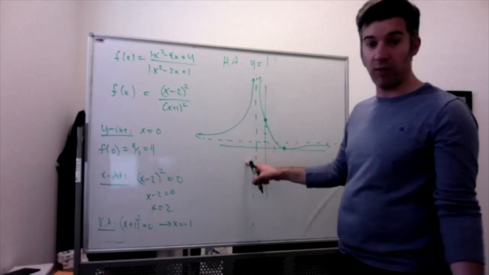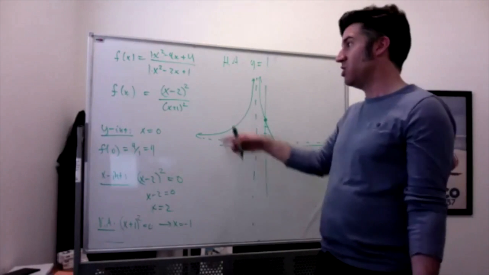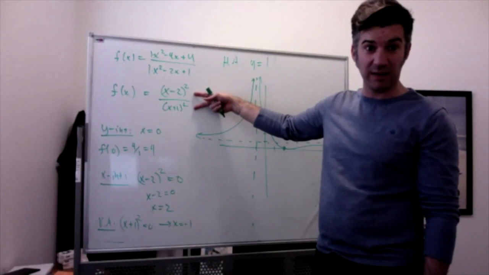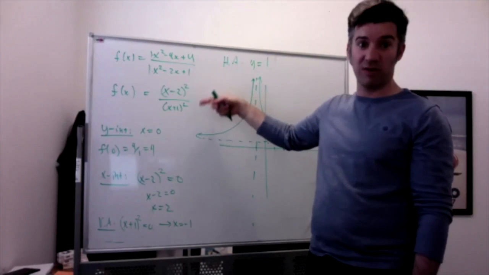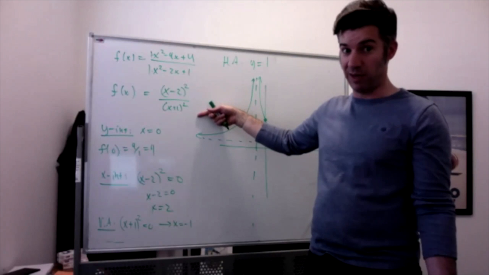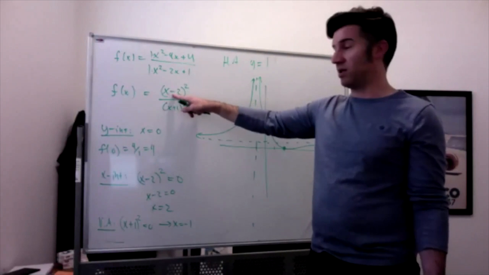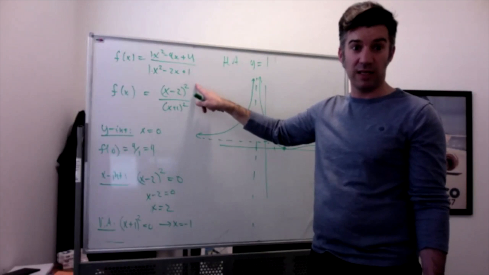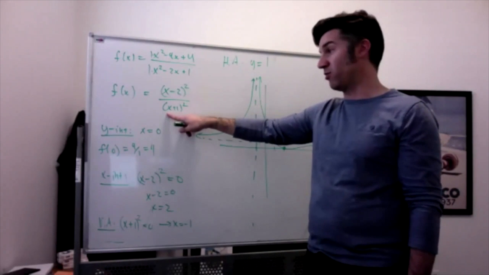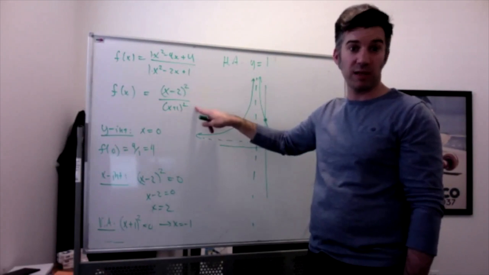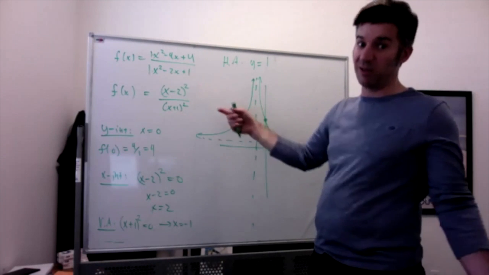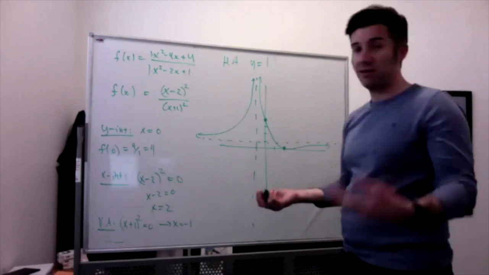Or you could plug in a point. If I plug in negative 2, well, in fact, you can see that this whole thing is always positive, because you got something squared over something squared, which is always positive. So if you plug in something like negative 2 minus 2 is negative 4, negative 4 squared is positive 16. And the bottom, negative 2 plus 1 is negative 1. Negative 1 squared is positive 1. So you get 16 over 1, which is 16. And that's the graph of that.